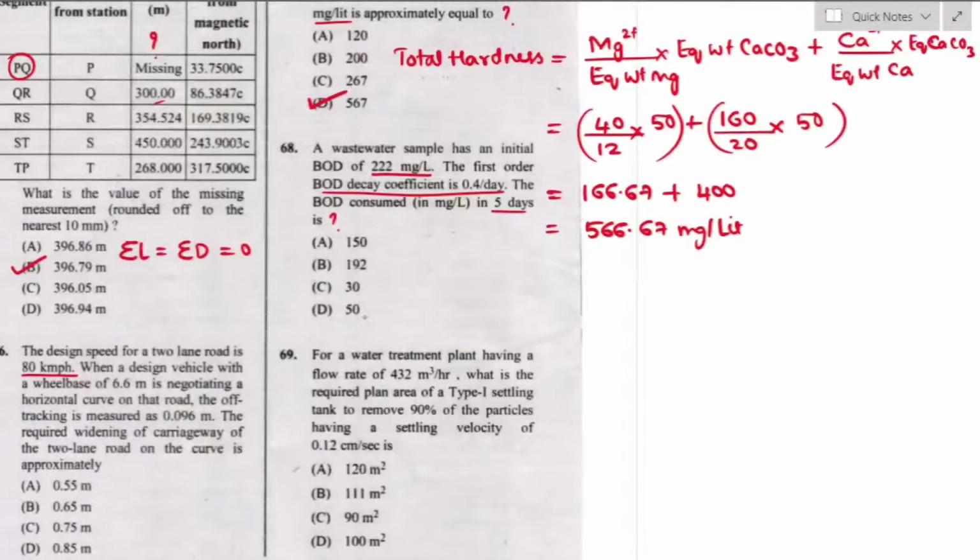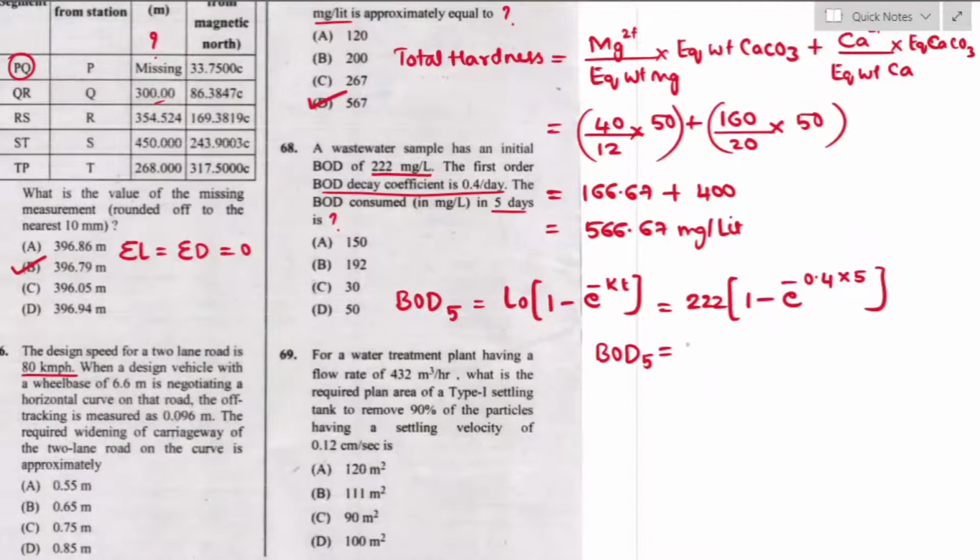So we have to determine the ultimate BOD of a sample at 5 day. It is given by the formula BOD at 5 day consumption is equal to initial BOD into 1 minus e to the power of minus k into t. BOD at 5 days will be 191.95 milligram per liter. So the right answer is option B, 192 milligram per liter.